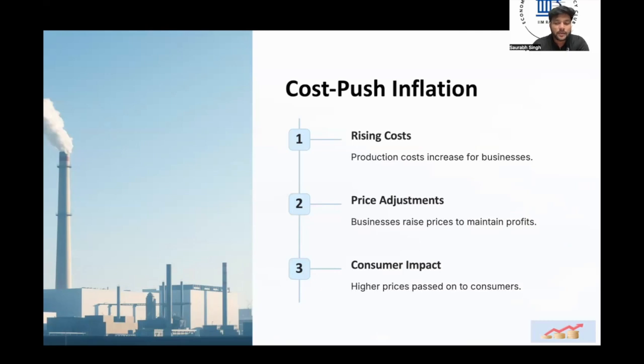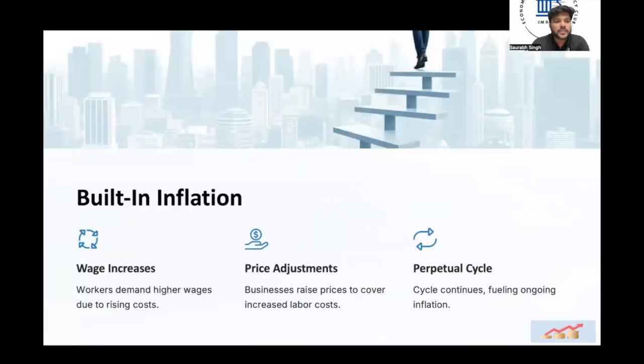of the products. Built-in inflation mostly happens because of wage increases. As workers demand higher wages, it is also known as wage push inflation. As labor gets costlier, the producer will try to balance the increase in wage cost by increasing the prices.